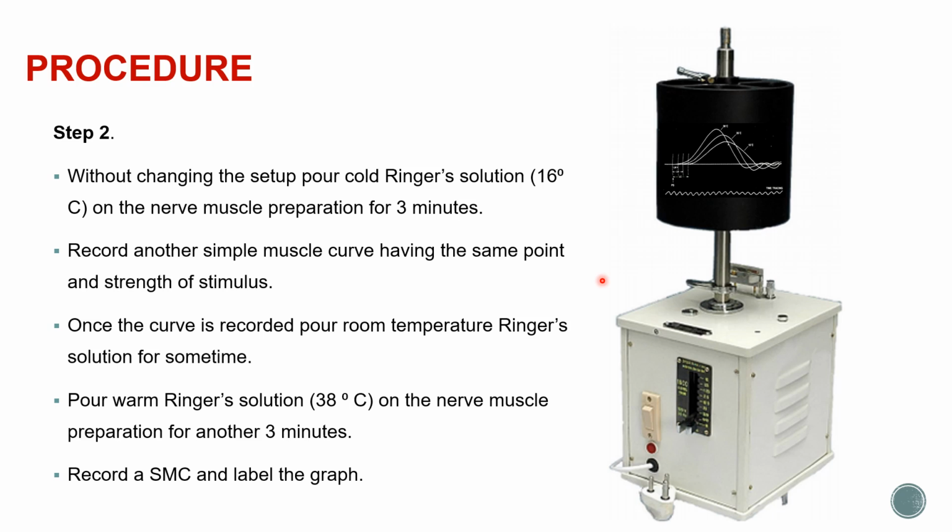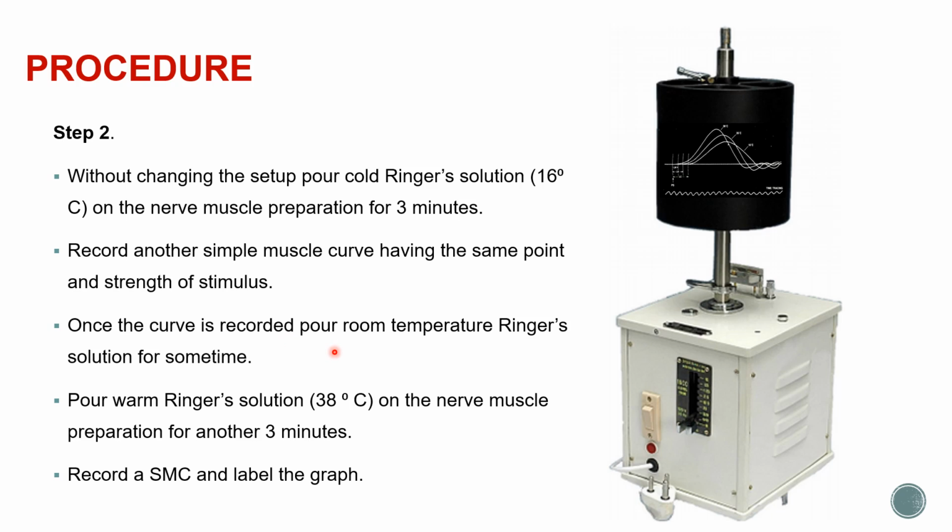After 3 minutes, keeping the same point of stimulus and the same strength of stimulus, we'll try to record another simple muscle curve. So the curve that we get is now a cold curve. Next, what we need to do is we'll pour the normal temperature Ringer solution again and try to bring back the nerve muscle preparation at a room temperature.